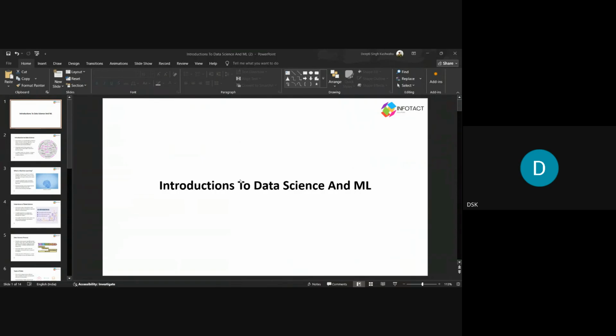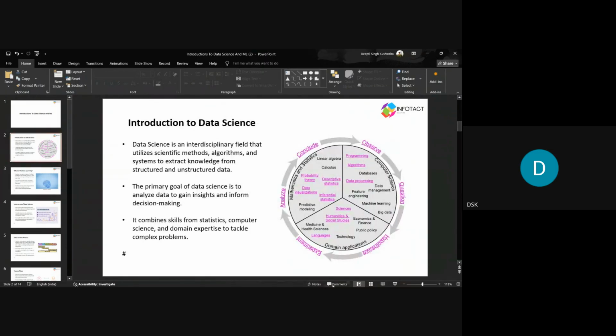Today we'll go through the introduction to data science and ML. So, what is data science? In simple terms, data science is the process of using data to understand the world and make better decisions. As you can see, the slide says it is an interdisciplinary field, which is just a fancy way of saying it's a mix of different subjects.